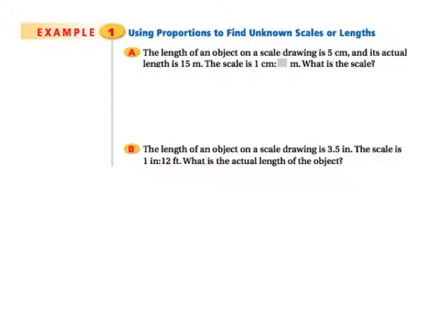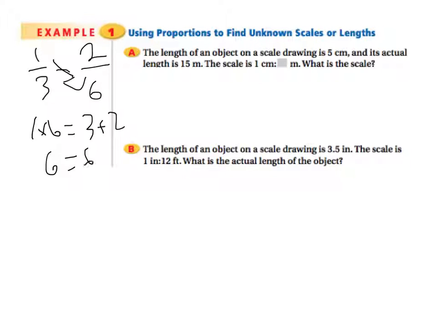So here's our first example. Write this down, example 1: using proportions to find unknown scale lengths. Remember, a proportion is two ratios that come out to be equal. Remember, to find proportions, we do 1 times 6 and 3 times 2. So this would be a proportion.